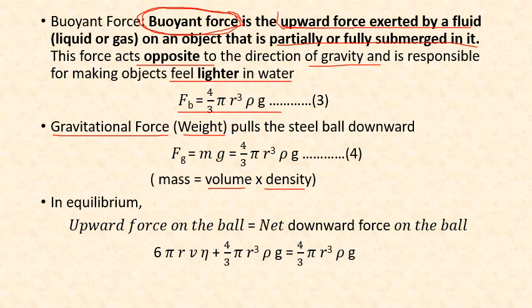Now in equilibrium, all three forces will be balanced. That is, the upward forces like viscous drag force and buoyant force, and the downward force, gravitational force, will be equal. The upward force acting on the ball must be equal to the net downward force acting on the ball. Upward force is the viscous drag force 6 pi r v eta plus the buoyant force 4 by 3 pi r cube rho g, which should be equal to the downward force, the gravity, 4 by 3 pi r cube rho g.